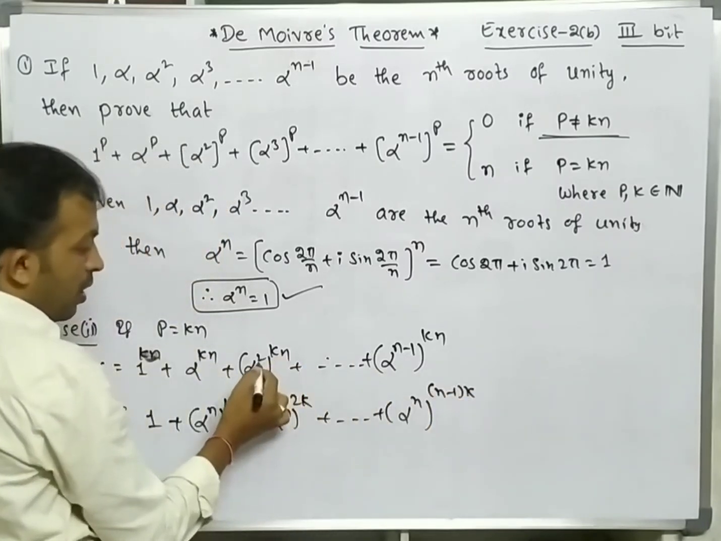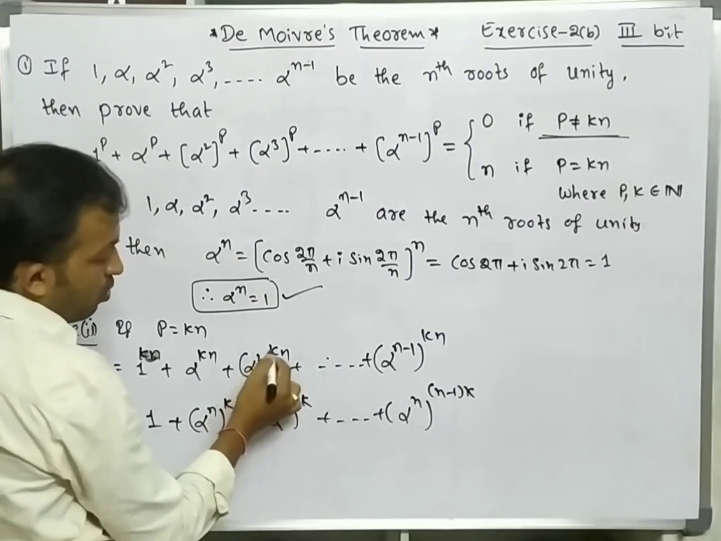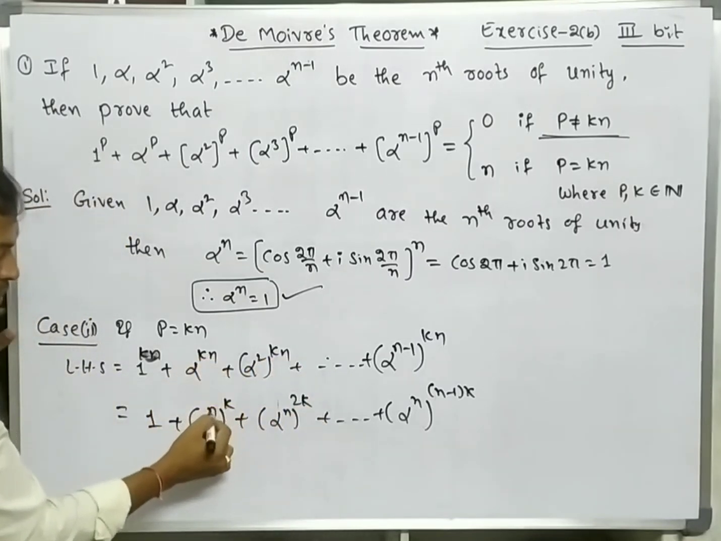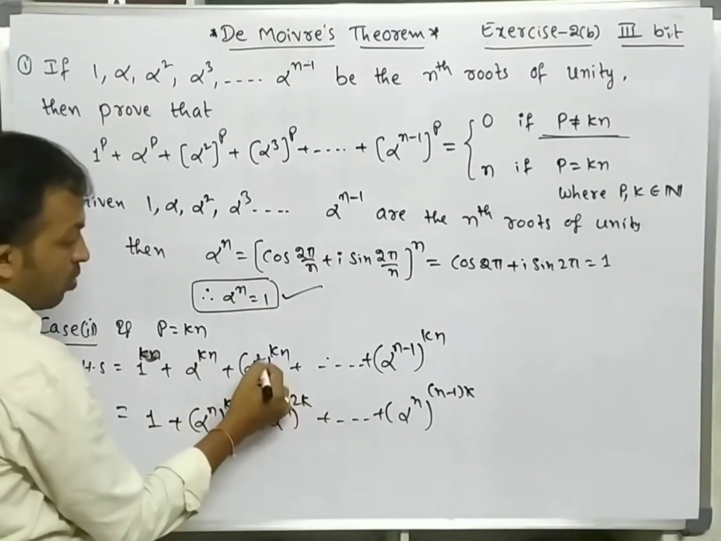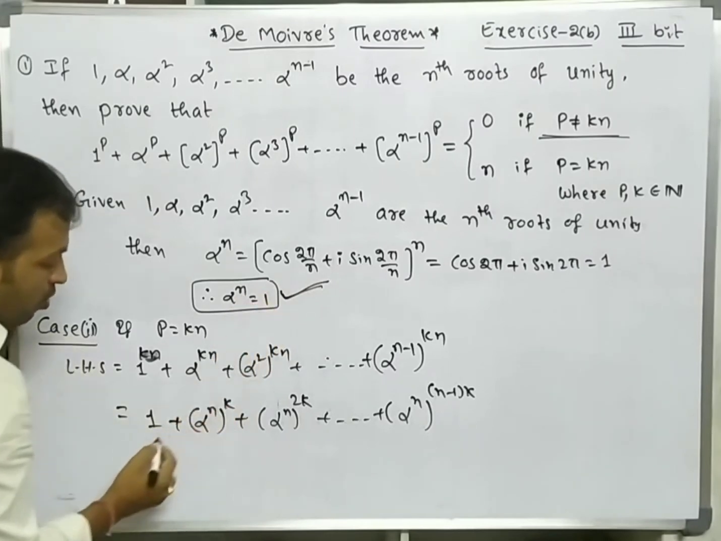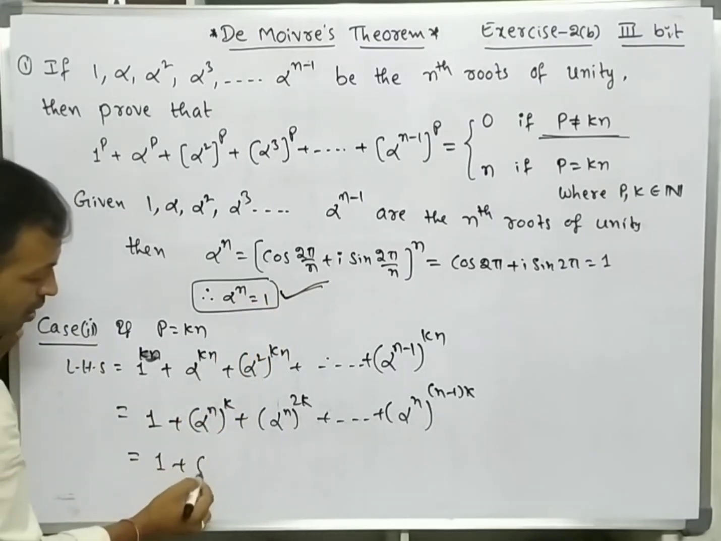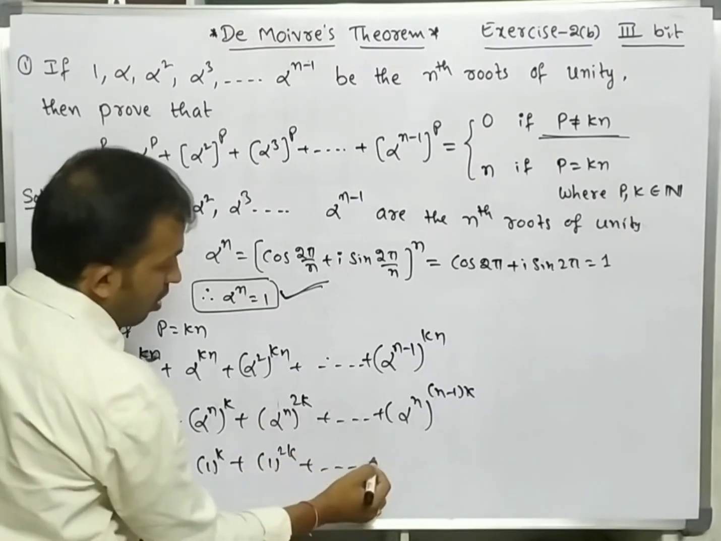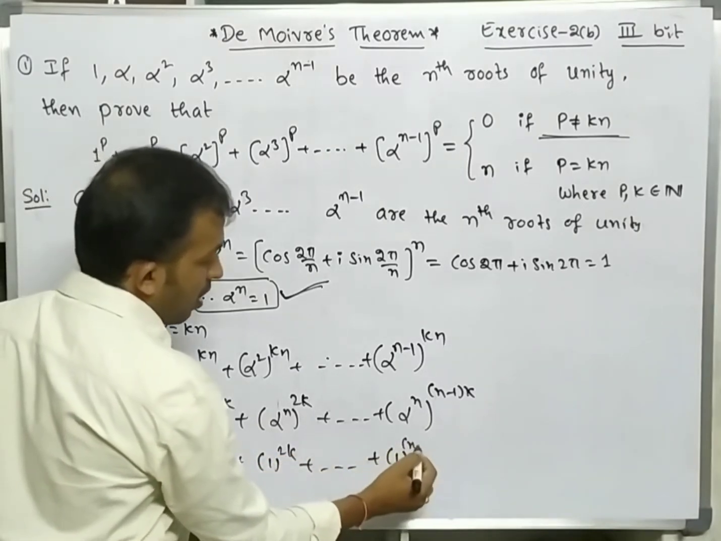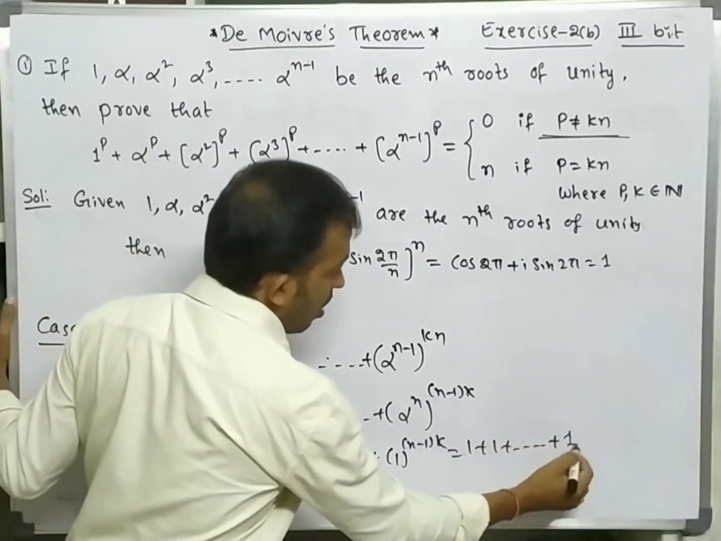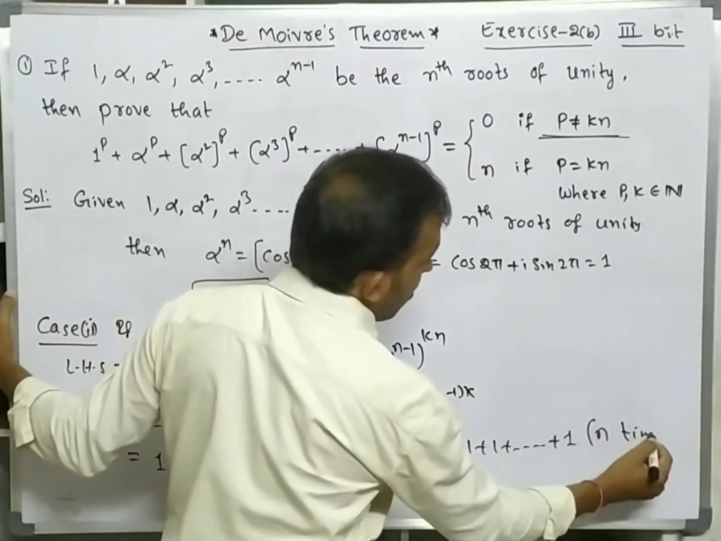So n can be written right here as 2 into k, 2k, like that. Alpha power n whole power k means n into k, nk; n into 2k, 2kn, like that. So we have alpha power n value is 1, so 1 plus 1 power k plus 1 power 2k, and so on, plus 1 power n minus 1 into k, which is equal to 1 plus 1 plus so on, 1. How many times? n times.